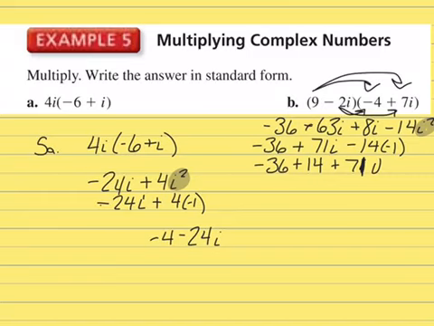All right, so when I combine like terms here, I get negative 22 plus 71i. And that's your final answer. Again, you want the real part first, then your imaginary part in that complex number.